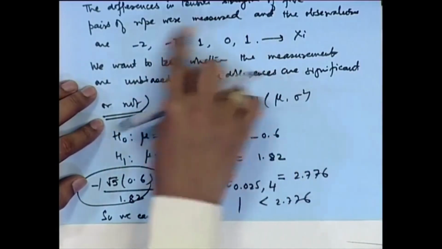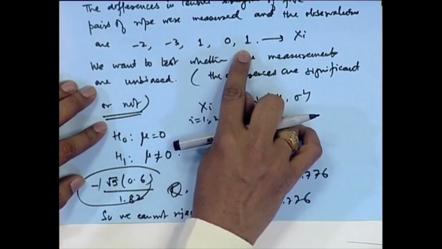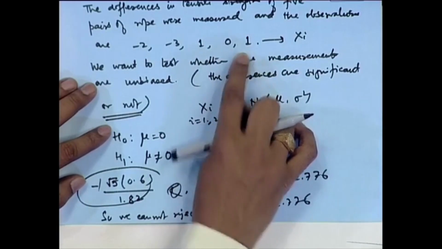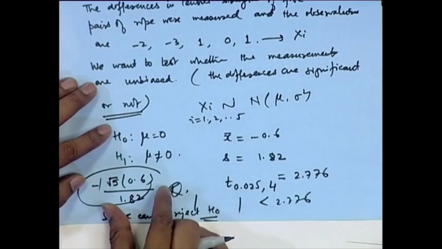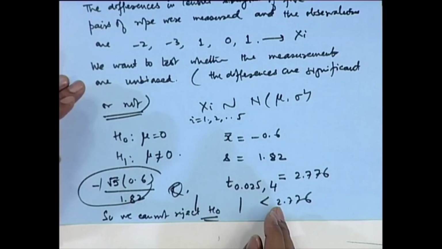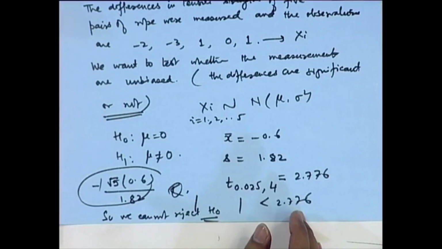That is also supported by this, because here you are having two values which are slightly negative and one value is equal to 0 and two values which are slightly positive. So, here you can see that if I had calculated a 95% confidence interval for mu, then that would have included this value here.